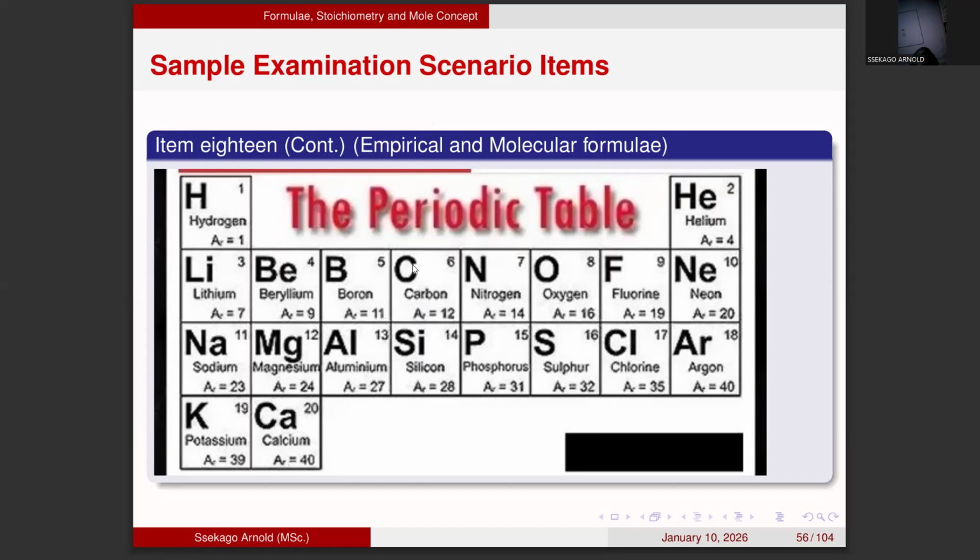That is element carbon. The atomic mass is the largest number, which is 12, and the atomic number is 6. But in determining empirical formula, we are interested in atomic mass, which is 12. So you correspond group 4 and period 2, and you get element carbon with atomic mass 12.